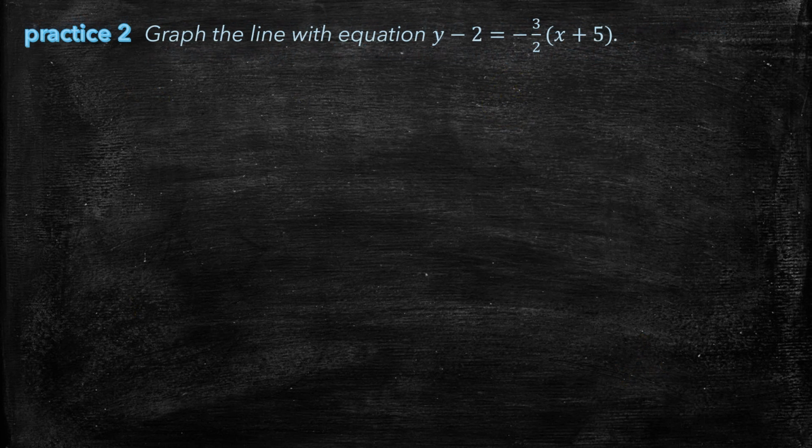So now we'll practice graphing a line when its equation is in point-slope form. Obviously we need to come up with the point and the slope. So the slope is clearly -3/2.